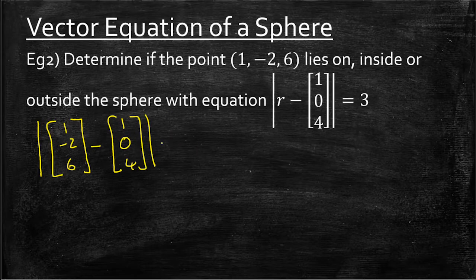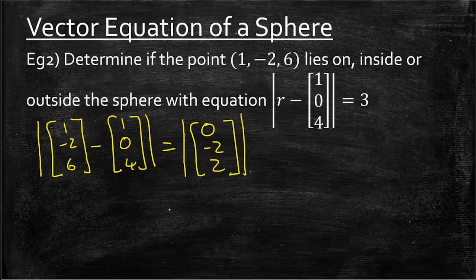Alright, so let's work this one out quickly. That's going to give us the modulus of 1 take away 1 is 0, negative 2 take away 0 is negative 2, and 6 take away 4 is 2. Now we need to find the length of this vector.